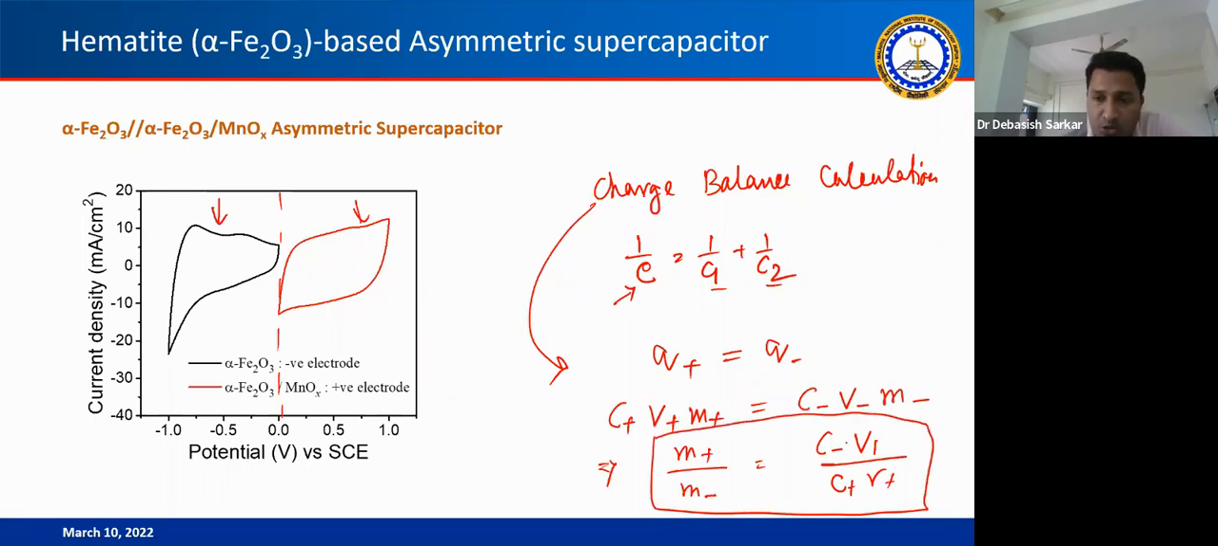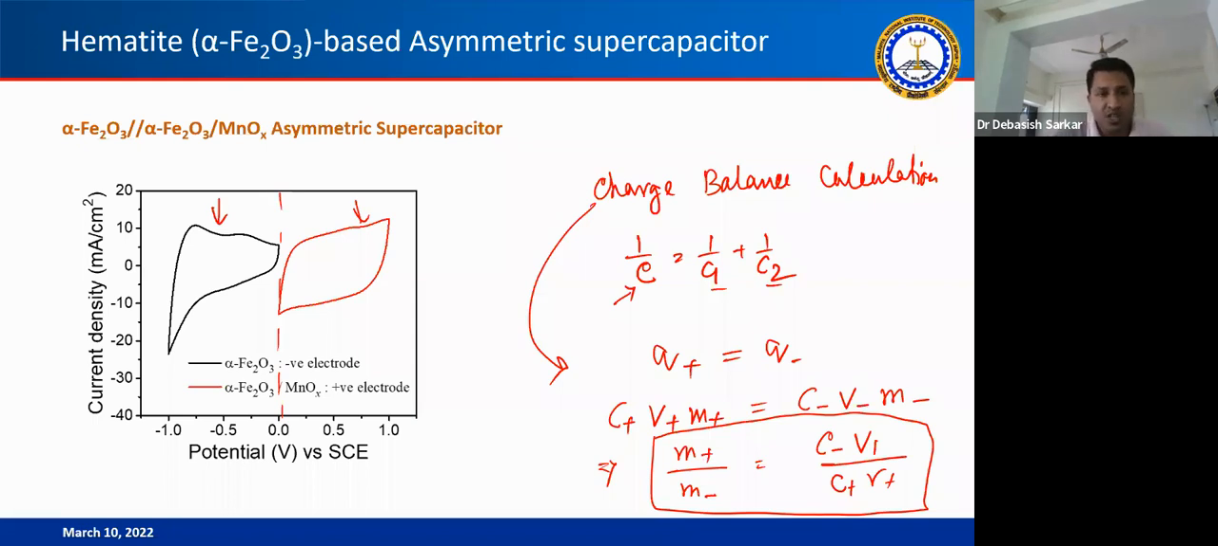So now you know the values of C minus capacitances and the operational potential window for cathode and anode material. From this ratio, you can find out the ratio between M plus and M minus. That means mass of cathode and mass of anode. What should be the optimal ratio? You just maintain that ratio. That means you are balancing the charges on both sides of the electrode material, and you are having the maximum capacitance utilizing this equation.